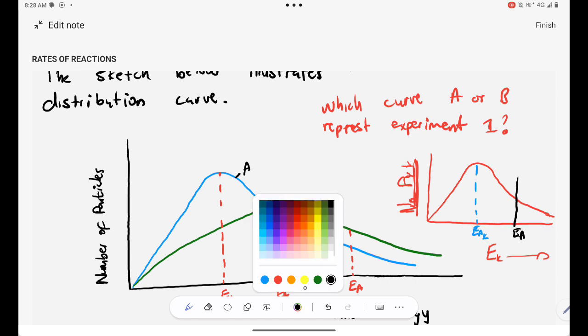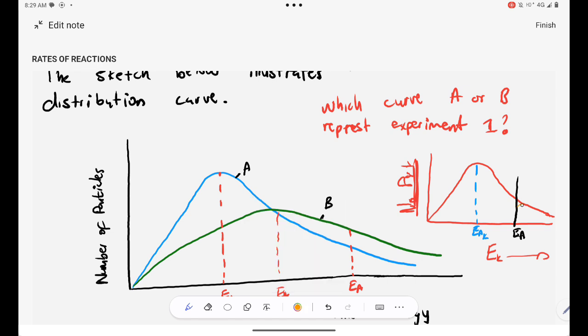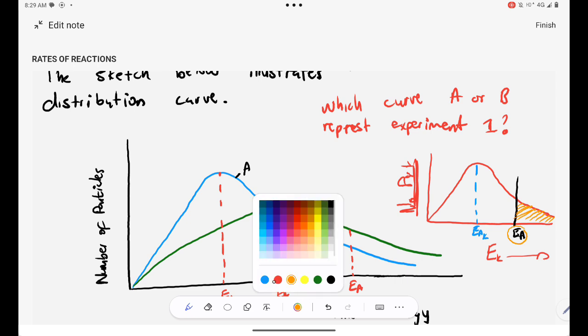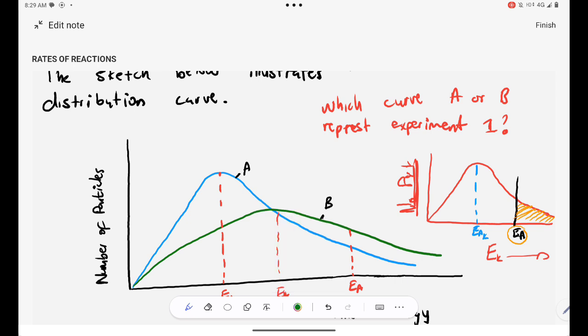Guys, the particles over here are the only ones which will have effective collisions. Why do they have effective collisions? Because their kinetic energy is greater than our activation energy. But the ones on the left hand side of our activation energy will not form effective collisions. Why? Because their kinetic energy is less than our activation energy.